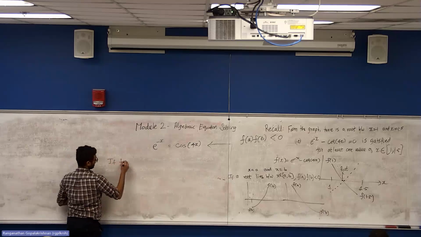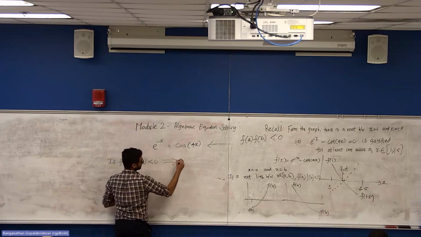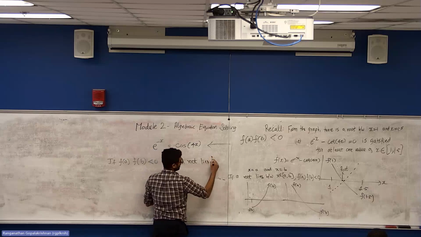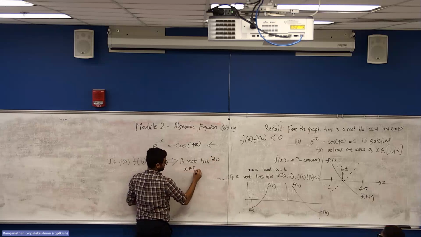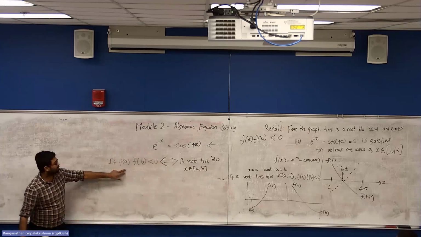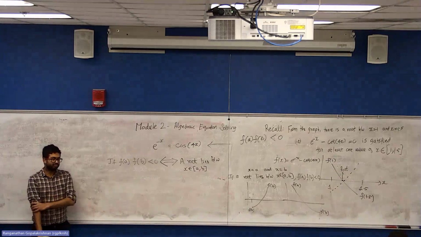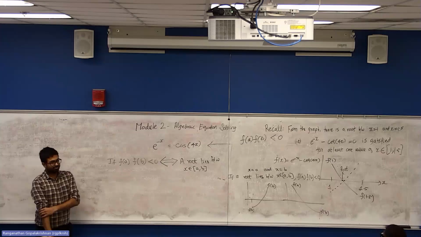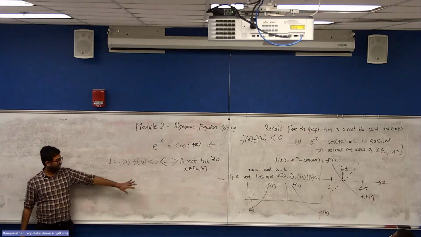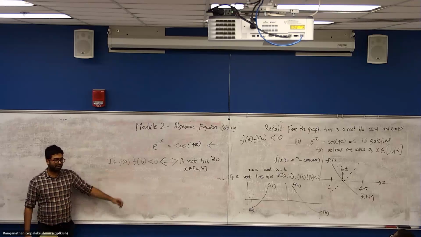If f of a times f of b is negative, this implies a root lies between a and b, or if a root lies between a and b, that implies f of a times f of b is negative. Is it the same as the intermediate value theorem? Kind of, yeah, they are all related. The intermediate value theorem is like an average. This is also literally an average because we are going to iterate by taking the average of a and b.